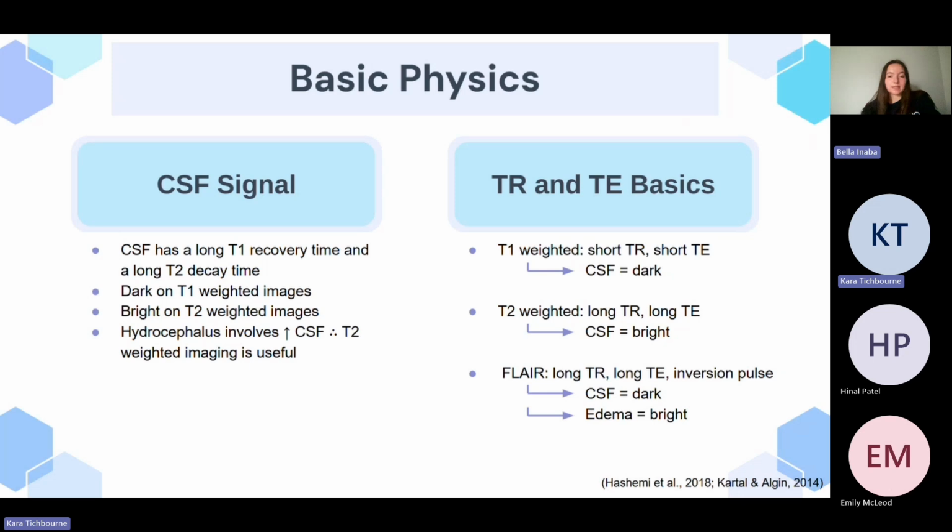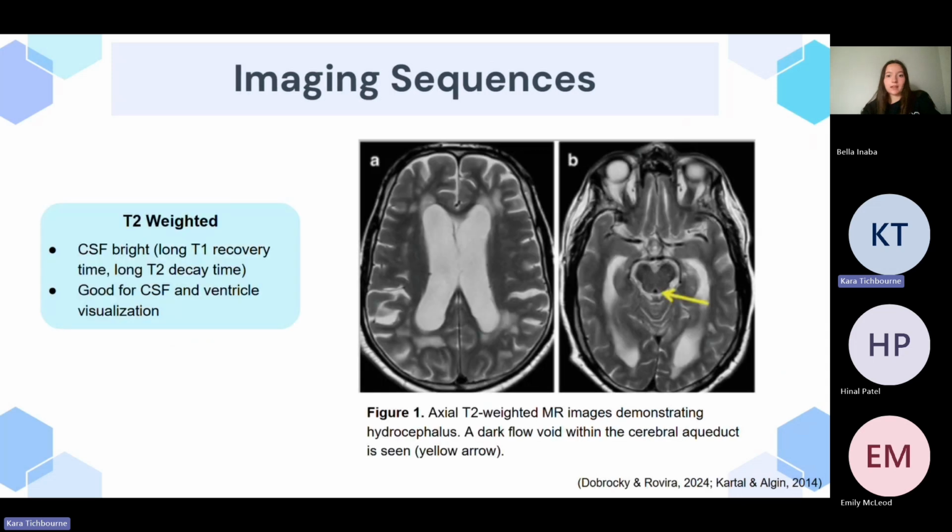FLAIR is slightly different because it suppresses the normal CSF signal, making CSF dark while still allowing edema or abnormal fluid-related changes to appear bright. Now we're going to address the sequences commonly used for hydrocephalus.